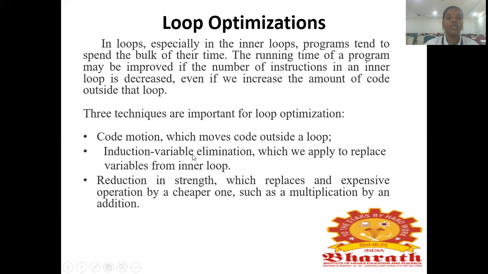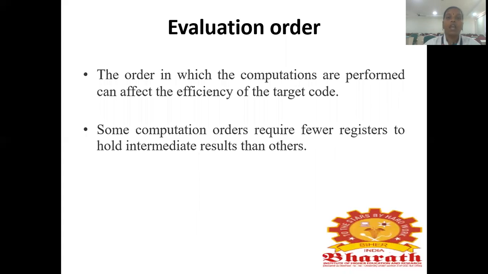Next one is induction variable elimination, which is applied to replace variables in the inner loop. The inner loop is the local loop, and its variables can be replaced. That is the second point. Third one is reduction in strength, which replaces expensive operations by cheaper ones, such as replacing multiplications with additions. That is the optimization.